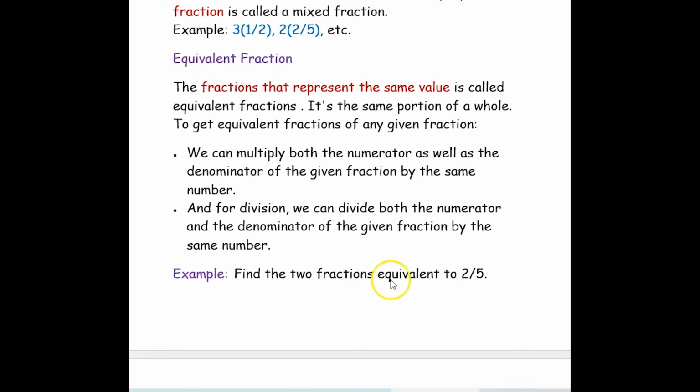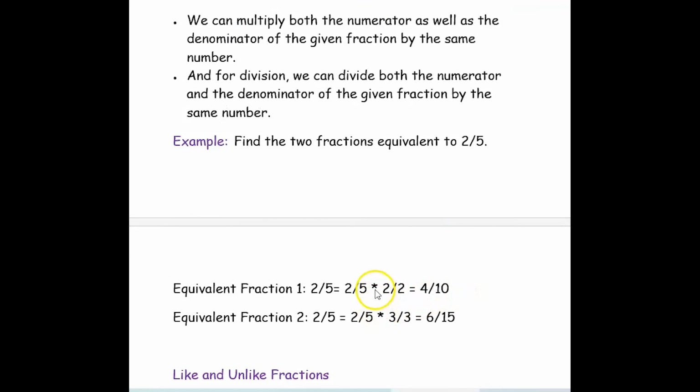For example, suppose we have 2 divided by 5. If you want to find an equivalent fraction to it, you have to multiply the numerator and denominator by 2 or 3 or 4, whatever you want, by the same number. Here I have multiplied numerator and denominator by 2. So 2 into 2 is 4 and 5 into 2 is 10. In the same way, 2 by 5, I am multiplying by 3 and 3. So 2 into 3 is 6 and 5 into 3 is 15. So the equivalent fractions of the given number 2 divided by 5 are 4 by 10 and 6 by 15.